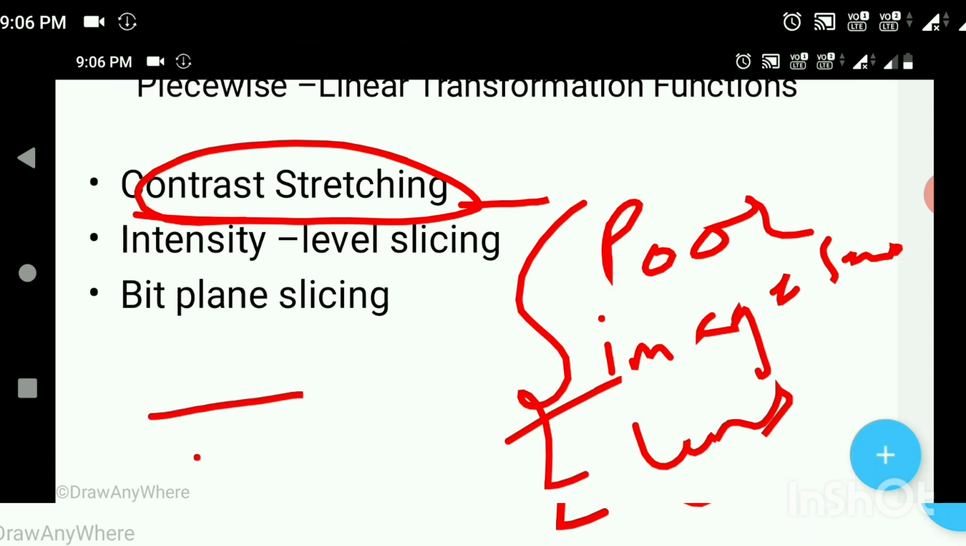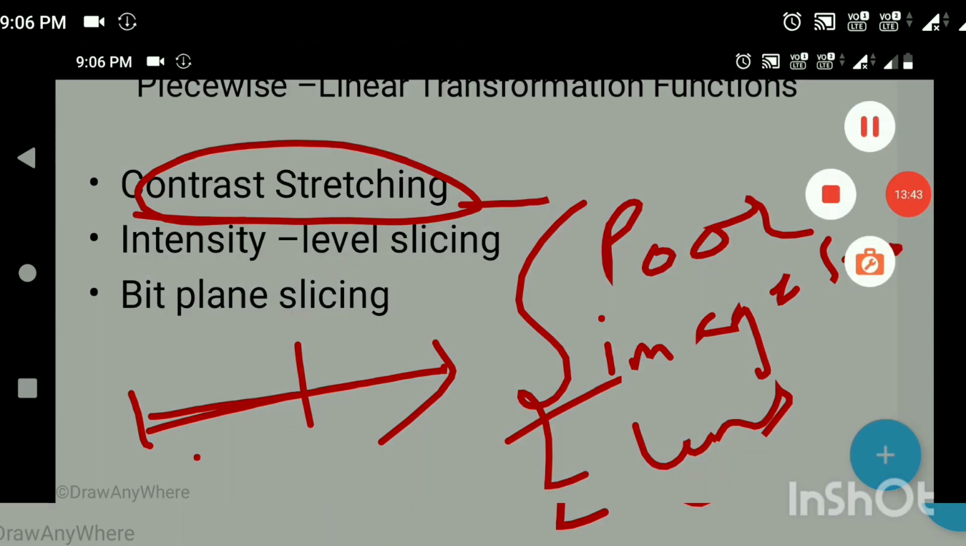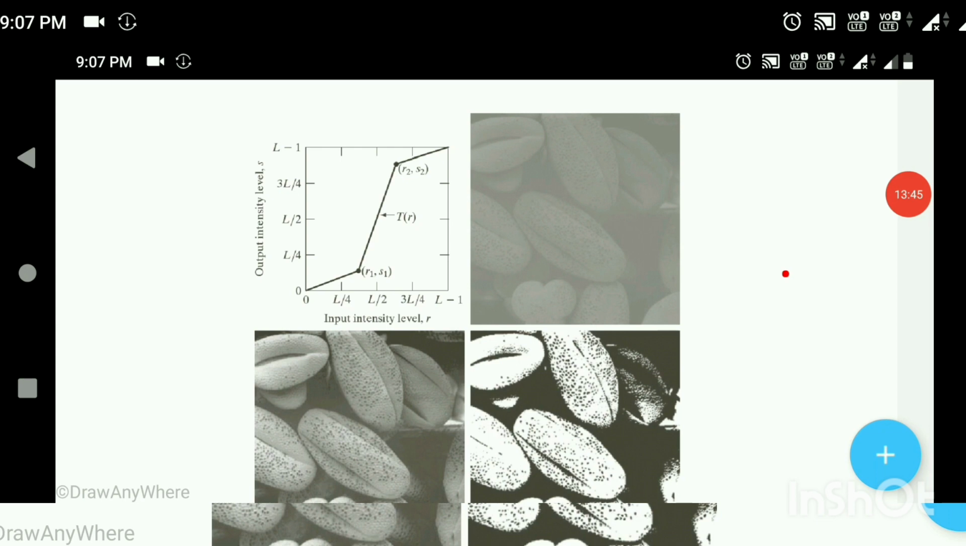Here contrast stretching is nothing but stretching the intensity values. Now let us see an example. This is the input image, the low contrast image, and this is the image after contrast stretching, and this is the thresholded image.